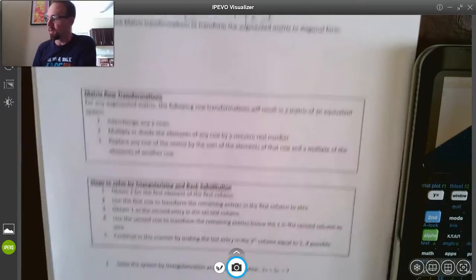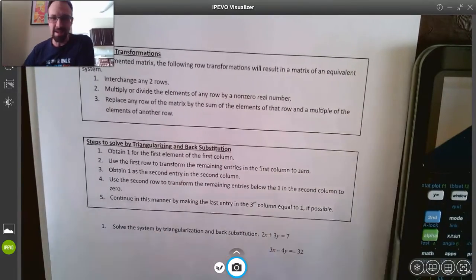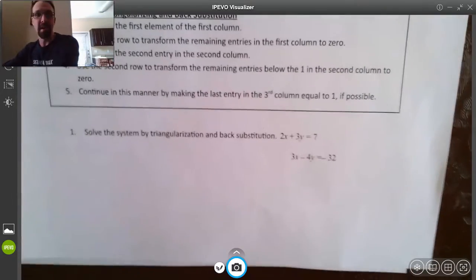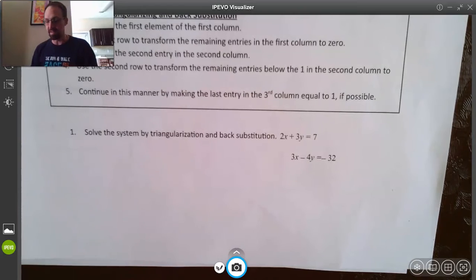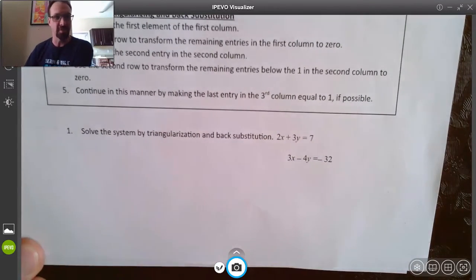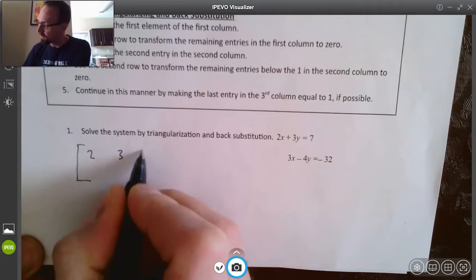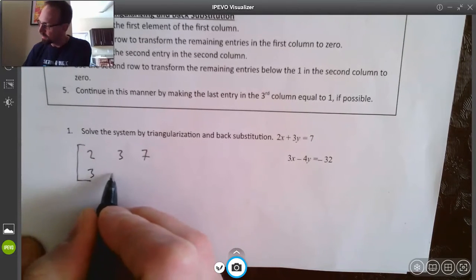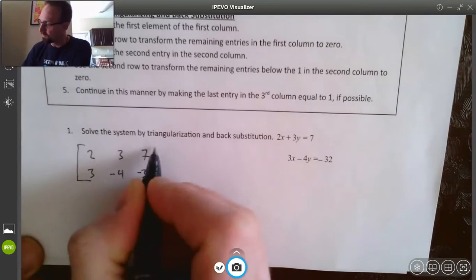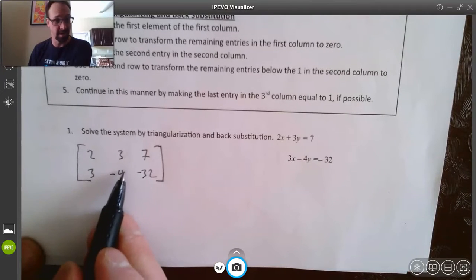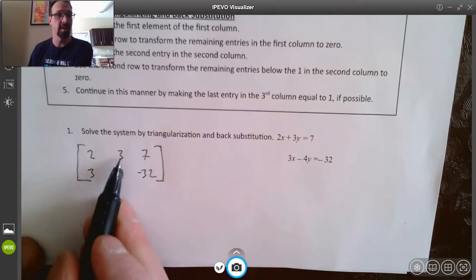So the biggest thing to note is that all of these steps, they're the exact same that we were using earlier. I'm not going to show you the examples that we did using the same systems because everything happens the same way. The only difference is that we don't actually include the variables. So we're not including x and y. So at this point, I would have 2, 3, 7, 3, negative 4, and negative 32. So again, the goal is to have a 1 here, and then a 0 here and here as well.